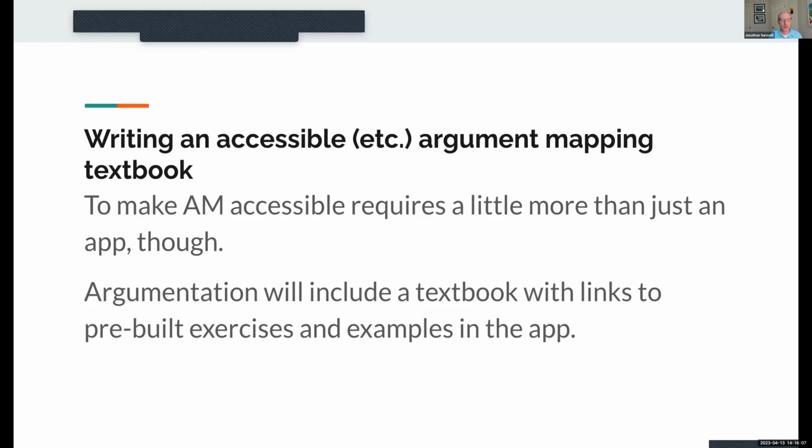Another thing that'll be needed is an accessible textbook. The app enabling students to create and edit and view maps is one thing that's necessary for making argument mapping accessible. But for an argument mapping course to be accessible, all the learning materials need to be accessible. And that means we can't rely on textbooks that just have images of example maps or just images of solutions. And so what we'll do is integrate the book with the app so that readers can follow links to see the solutions to practice problems or to see examples if they're blind and they can't just view the image.